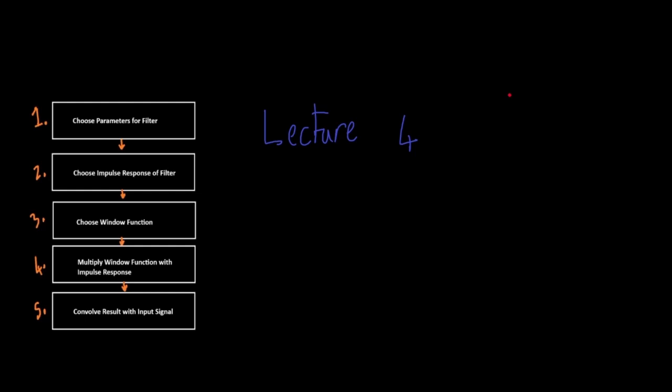Today I present to you Lecture 4 of the FIR filter series. Today we are going to discuss choosing window functions. Last lecture we looked at choosing impulse responses of our filter. Now today we will look at the most basic type of window function known as the rectangular window.